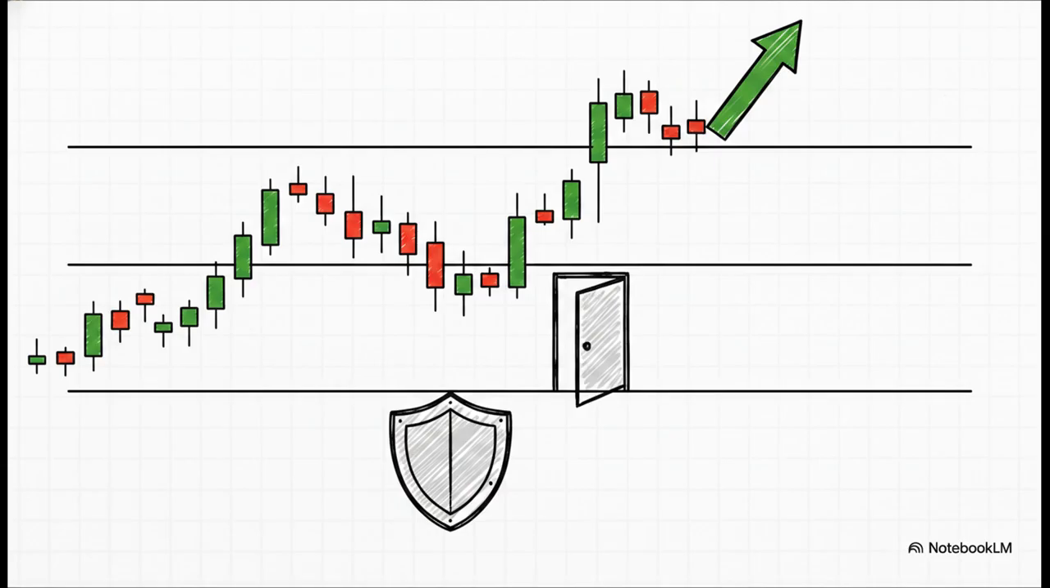But your primary exit, that's much faster. You close the trade the second price closes back below the 20 EMA center line, because if price returns to the average, momentum has faded, and you need to protect those profits. As for risk parameters, we're talking risking 1% of equity with a maximum of 5 times leverage.